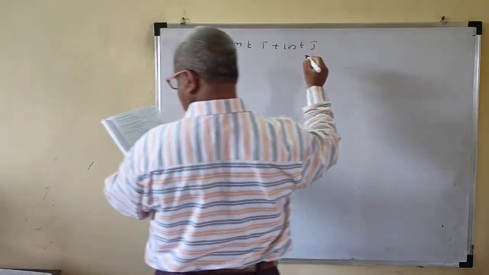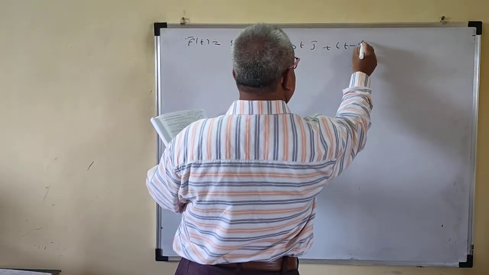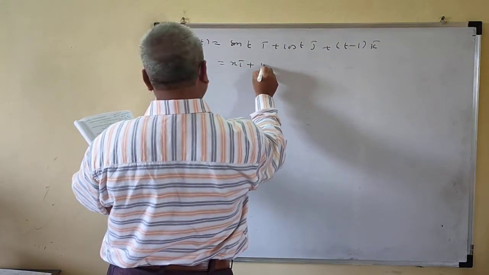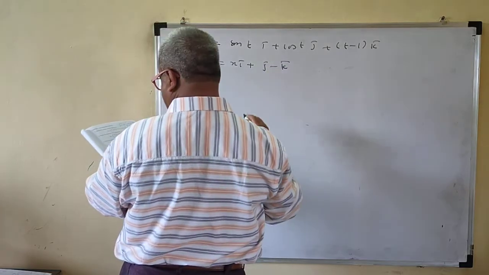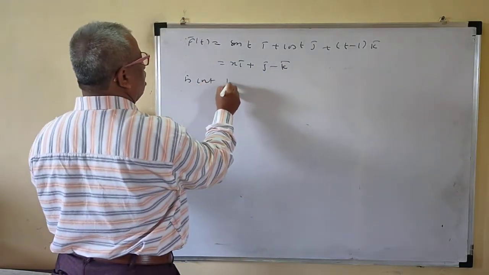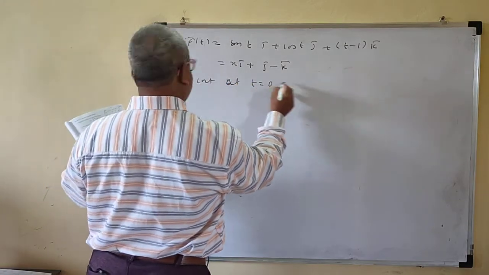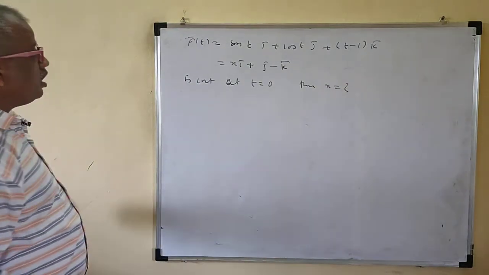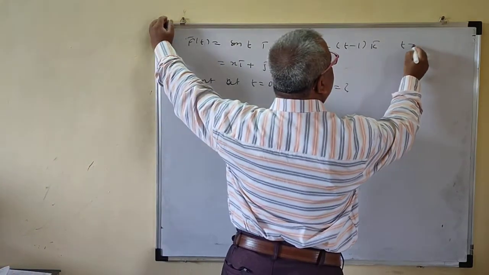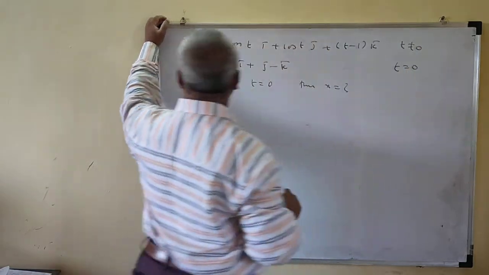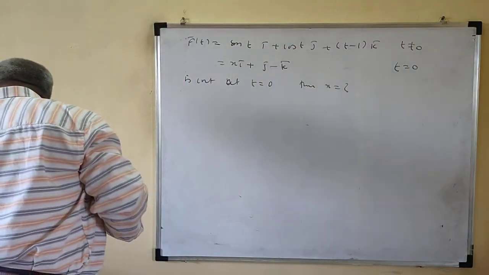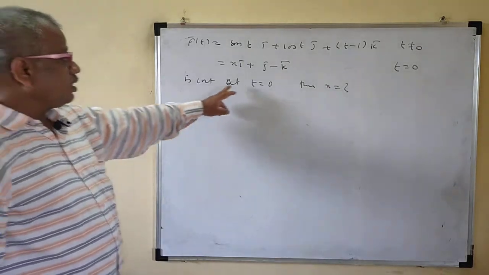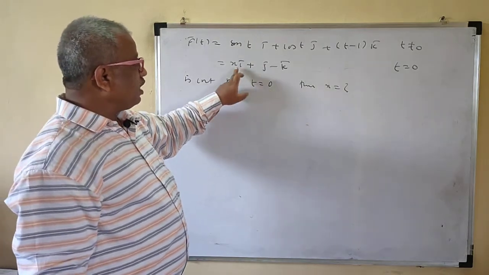Okay, so if f bar of t is equal to sine of t I bar plus cos of t j bar plus t minus 1 k bar for t not equal to 0, and is equal to x I bar plus j bar minus k bar for t is equal to 0, and it is continuous at t is equal to 0, then x is equal to what? This is the function, and it is continuous at t is equal to 0, so you want x.